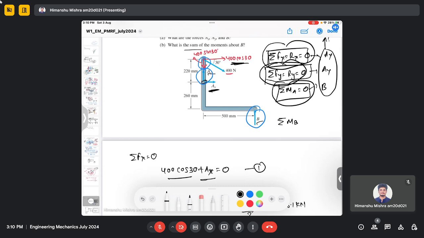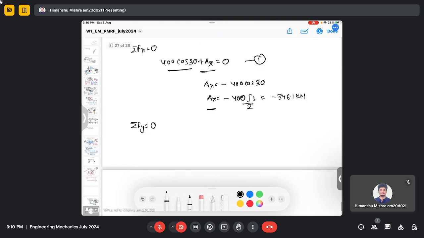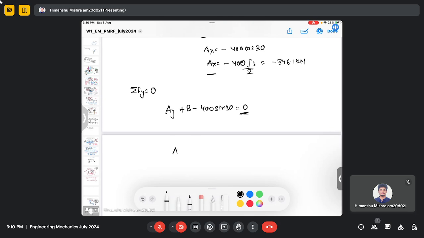So AY and B are in the same direction, and 400 sine 30 is in the opposite direction. So this is the sum of all the forces in the y direction, which is equal to 0 as given in the question. So I can write this as AY plus B minus 200, because this quantity is 1 by 2, which is multiplied by 400, so it will become 200. So this is, let's say, our second equation. This was our first equation.